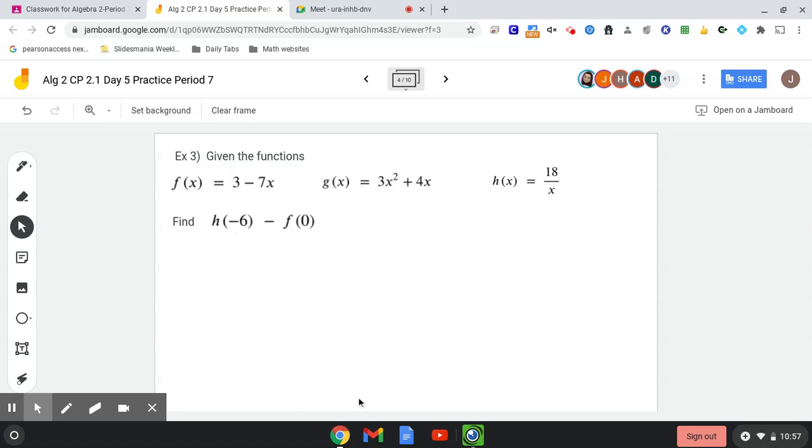So guys, you have to understand this is like 3 problems in one. First, you're going to have to go to function h and plug a negative 6 in, get a number. Then you're going to have to go to function f and plug a 0 in, get a number. Then they want you to subtract those 2 numbers. So right now, g of x has nothing to do with this problem. So you guys go and see what number you get as the answer to this problem.